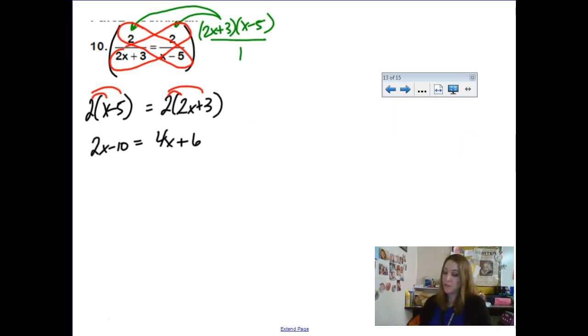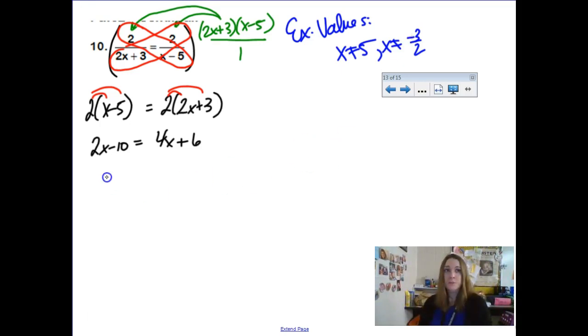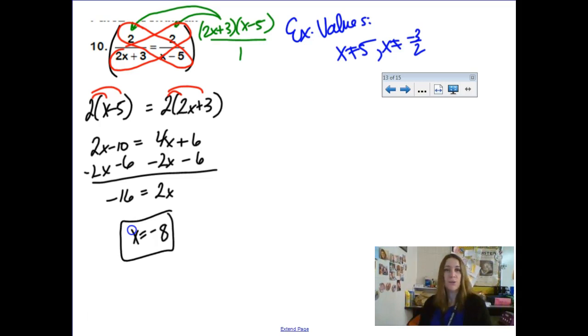And you know what? I should have started the problem with excluded values. There's 2 of them. X can't be 5 because of this denominator. And x can't be negative 3/2. So just keep that in mind. Alright, let's solve. I'm going to subtract 2x over here. So I'm going to subtract 6 over here. So we have negative 16 equals 2x, and x equals negative 8, which neither of those excluded values were negative 8, so that's a good answer.